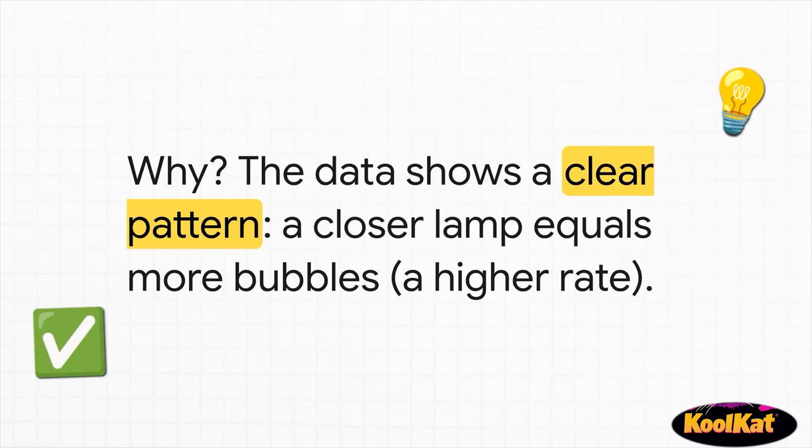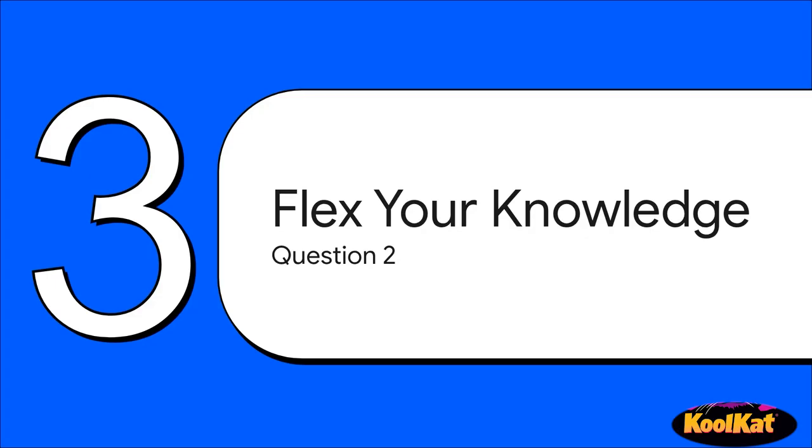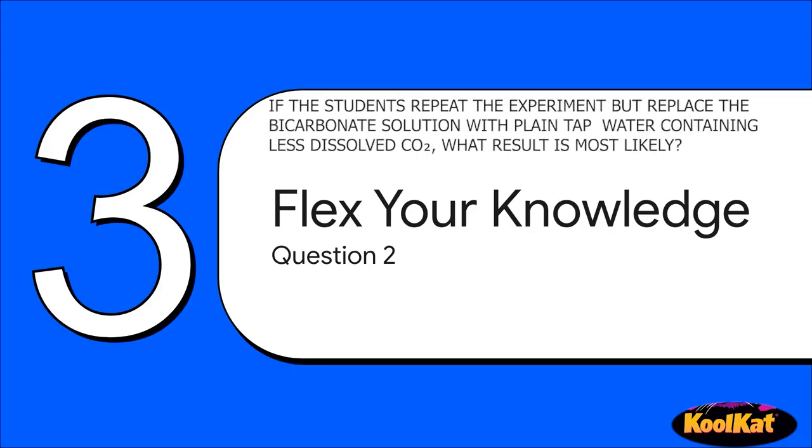Let's check it. Does increasing light intensity, which means moving the lamp closer, increase the rate? Well, the closest distance is 10 centimeters, and that's where we have 48 bubbles, the highest number. It perfectly matches the pattern we saw in the data. See? Let the data do the talking. Awesome. Okay, now we're going to level up with a slightly different kind of question. This next one isn't just about reading a chart. It's about using a little bit of that core science knowledge we talked about.